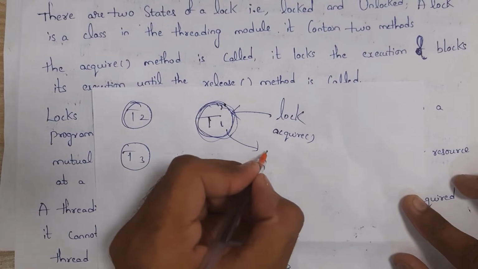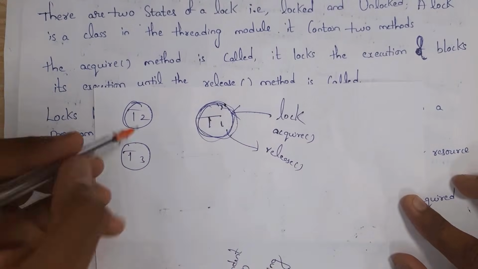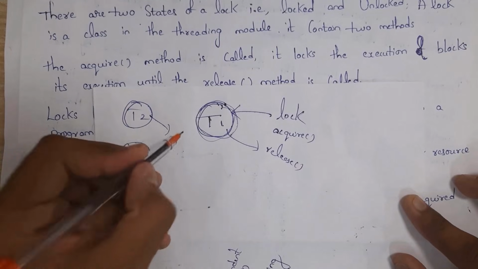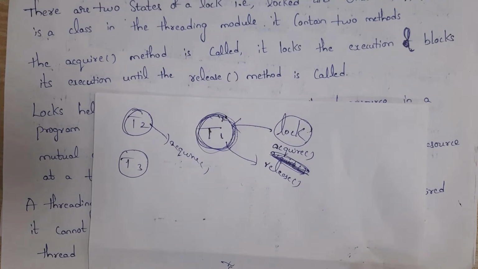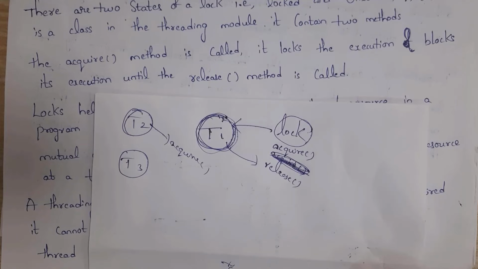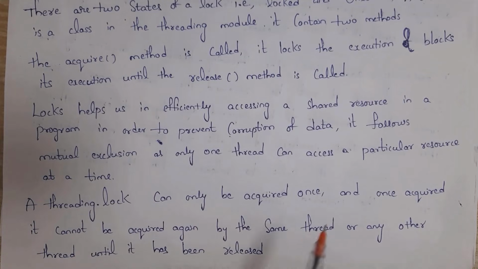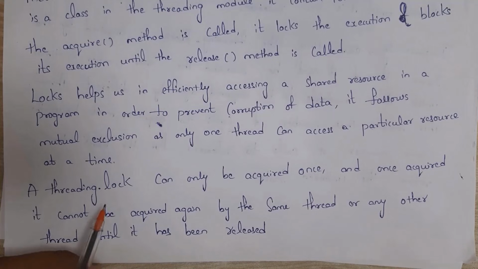Only if this thread 1 releases this lock, then this T2 can acquire this lock. And for a particular thread, we can acquire lock only once. We cannot acquire more than once. A threading lock can be acquired only once, and once acquired, it cannot be acquired again by the same thread or any other thread until it has been released. This is the use of lock.